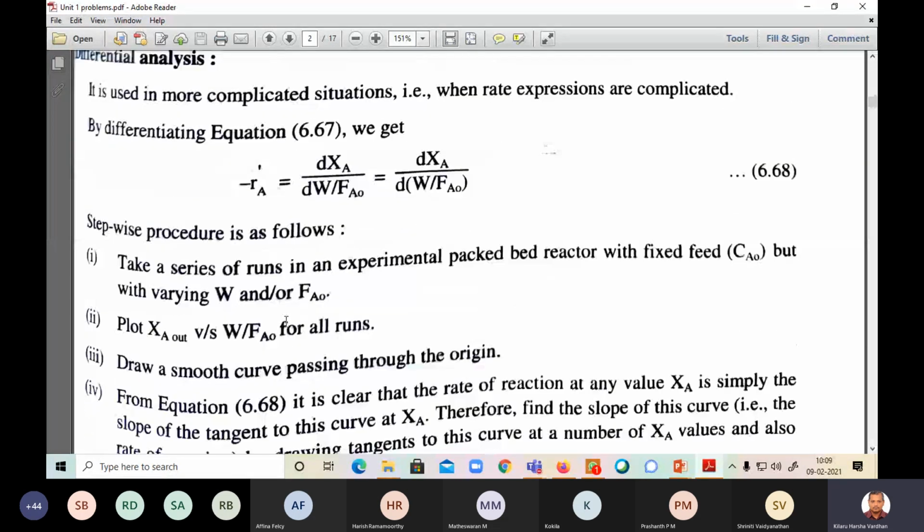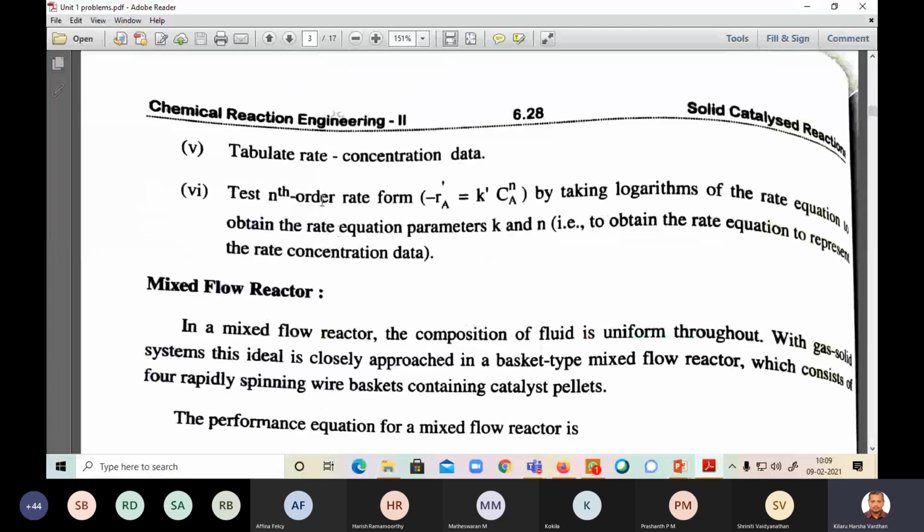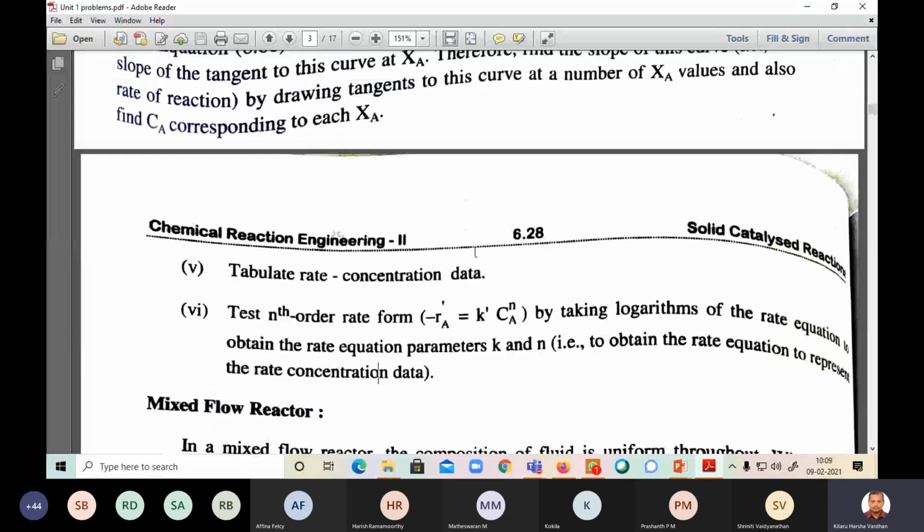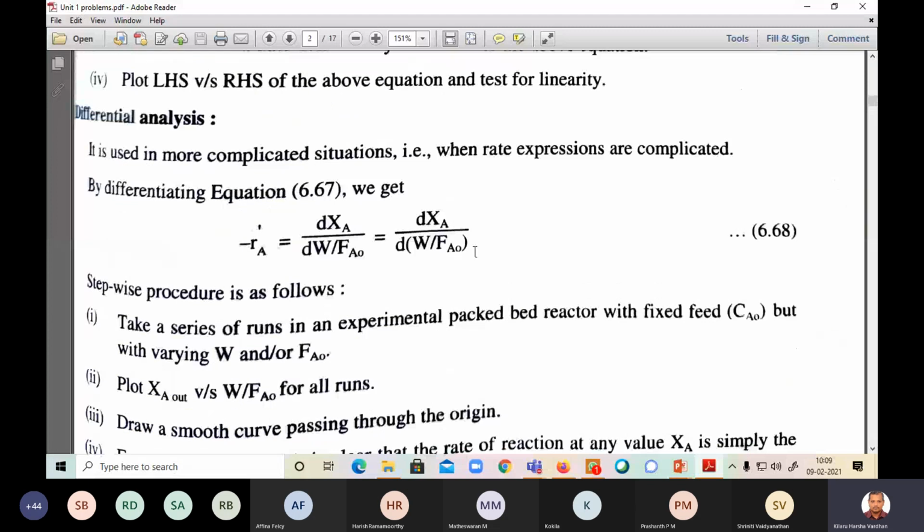So that is the next thing. In this, two things are there. Tabulate RA versus concentration data, then test the nth order reaction, minus RA equals K dash CA power n. K dash and n you can find out by taking a logarithm and then finding from the intercept and slope, right? So that is the second method of analysis, especially for heterogeneous reactions, where solid is present as a raw material. We cannot call them just catalytic reactors.